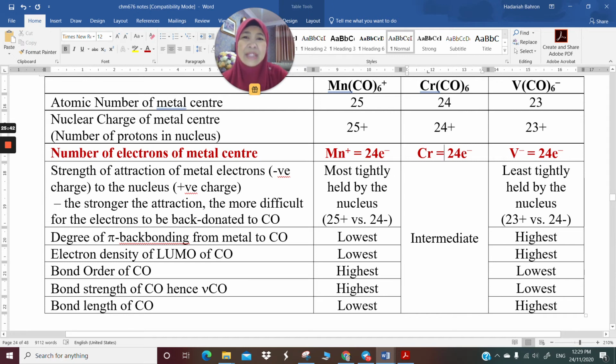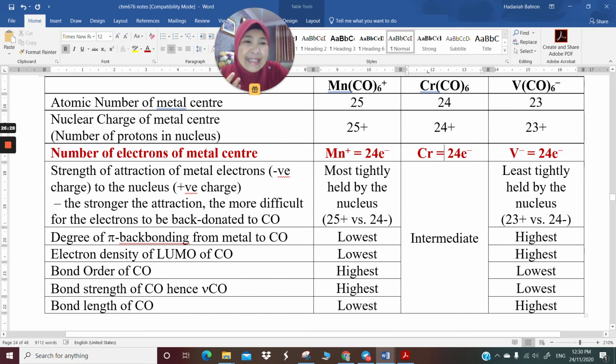That means the electrons are bound tighter together because there is an extra plus charge in the nucleus that binds 24 electrons. 25 plus pulling in 24 minus makes the attraction between the nucleus and the electrons in the orbital very, very strong, as opposed to this VCO6 minus. In vanadium, you have only 23 protons in the nucleus, but this vanadium minus has 24 electrons in the orbitals. So 23 plus in the nucleus pulling 24 electrons.